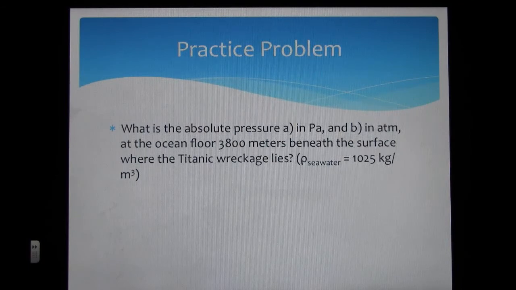Let's try an example. What is the absolute pressure, A, in pascals, and B, in atmospheres, at the ocean floor 3,800 meters beneath the surface, where the Titanic wreckage lies, if the density of seawater is 1,020 kilograms per meter cubed? Pause the video for time to work on the solution.